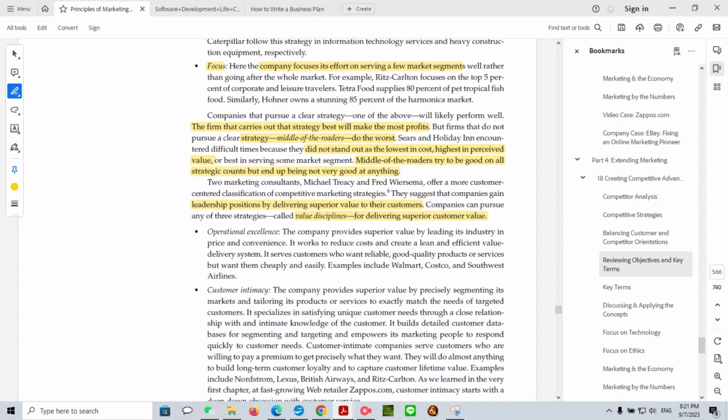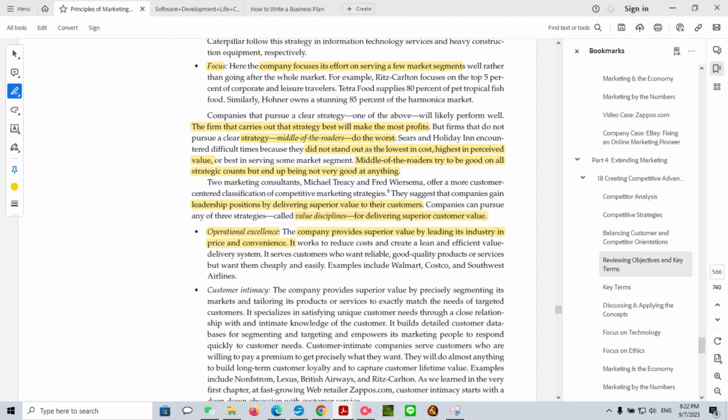The company provides superior value by leading its industry in price and convenience. It works to reduce costs and creates a lean and efficient value delivery system. It serves customers who want reliable, good quality products or services, but want them cheaply and easily. Examples include Walmart, Costco, Southwest Airlines.